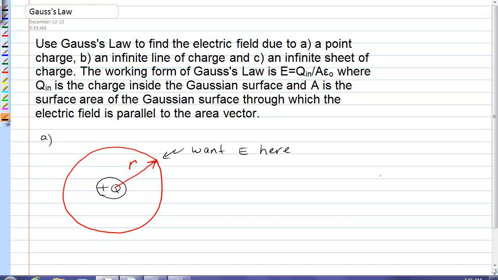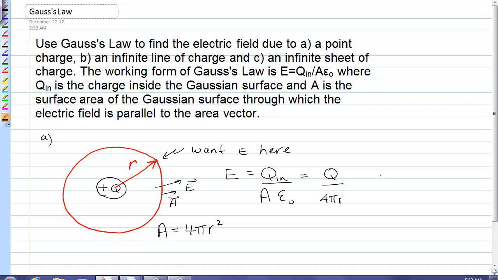Now we just have to apply the working form of Gauss's law. It says that E is equal to the charge inside that Gaussian surface over the surface area of the Gaussian surface over epsilon naught. And we can see in this case the charge inside that sphere is just exactly equal to Q. The surface area of a sphere, which you'll have to remember, is 4 pi r squared. And the electric field is everywhere parallel to any area vector on that Gaussian surface. So we consider the entire area of the Gaussian surface, E equals Q over 4 pi r squared epsilon naught. And sure enough, we just get the equation of the electric field due to a point charge.